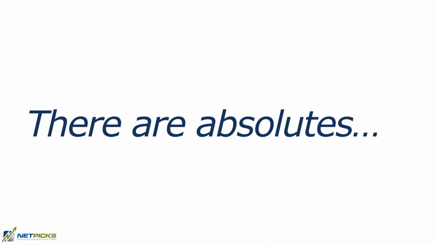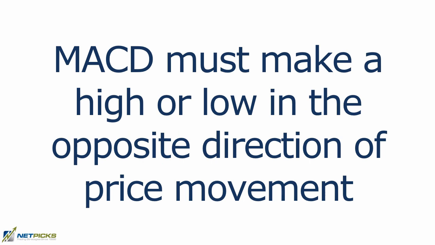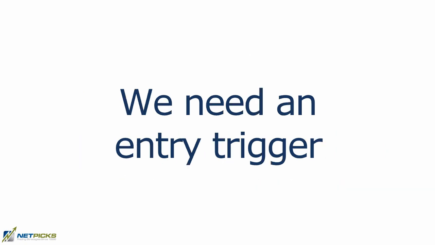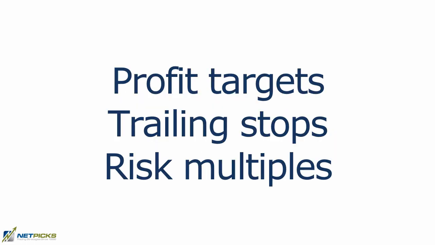And for our divergence strategy, price has to make a new high or a new low. MACD must make a high or a low in the opposite direction of price movement. We need a trigger into a trade. Okay, and whatever you use for an entry trigger, that's up to you. Your protective stop loss has to be adhered to. Okay, you want to prevent losses greater than 1 times your risk. And you need an exit for profits.